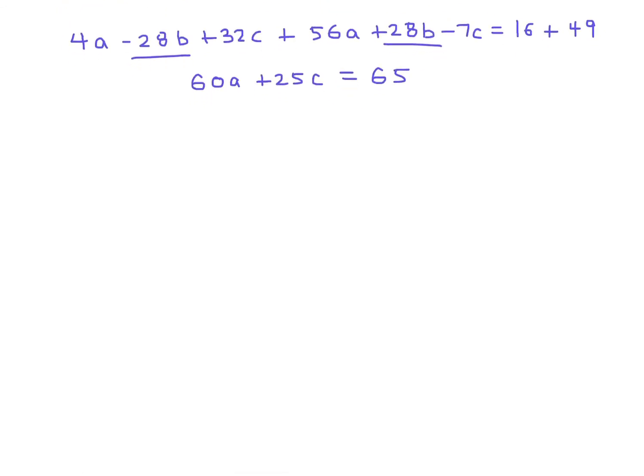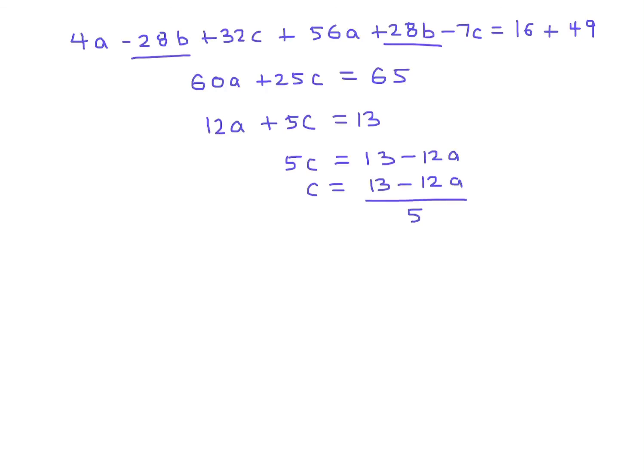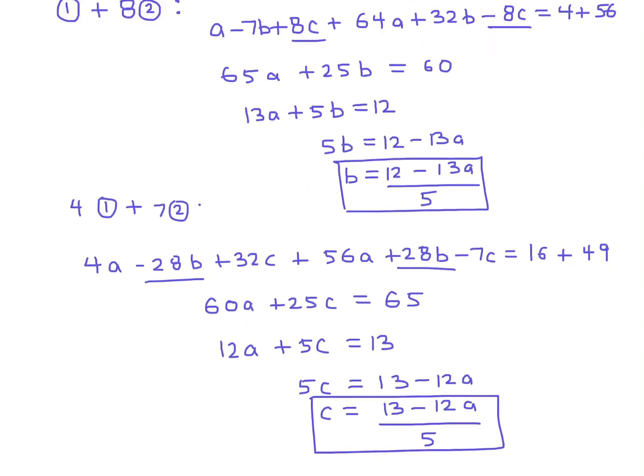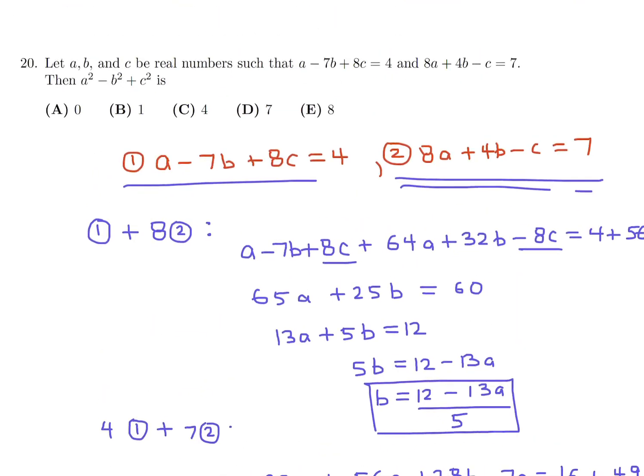So again, I think I can factor out a 5, divide through everything by 5, and that'll leave me with 12a plus 5c is equal to 13. And isolate for c: 13 minus 12a, and therefore c is 13 minus 12a over 5. All right, I've got everything in terms of a. Now we can proceed with what they want, which is a squared minus b squared plus c squared.